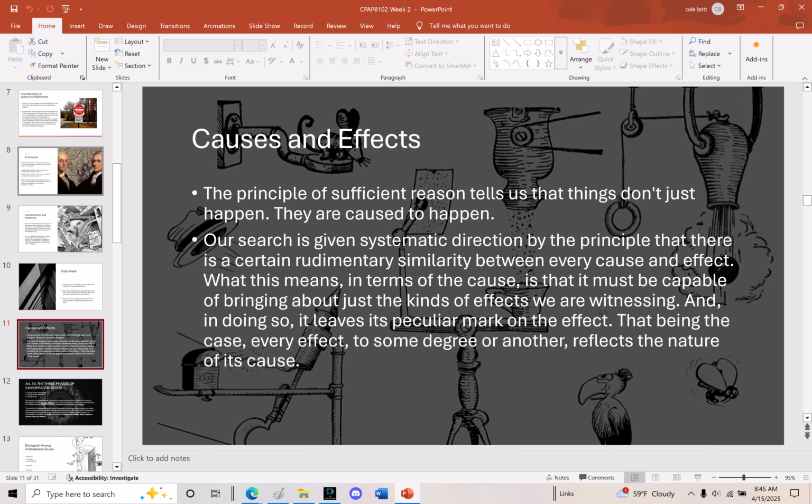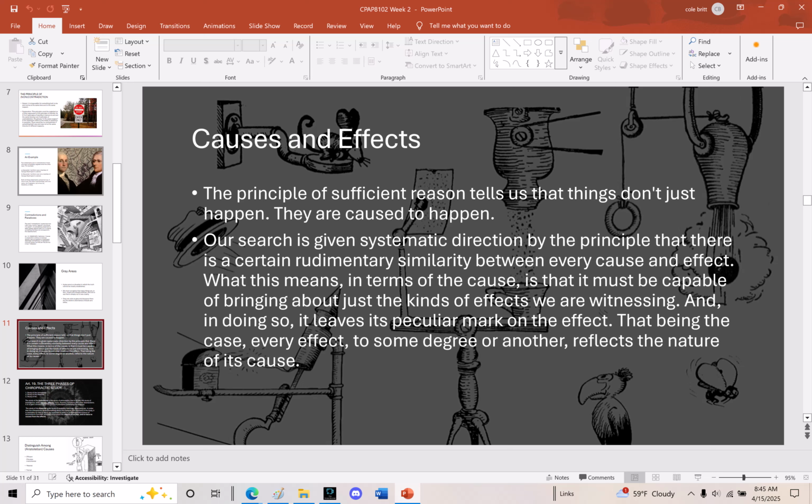I can't just say the patient has sciatic radiculopathy or discogenic sciatica, and it'd be a complete fabrication. I have to align myself with the principle of sufficient reason. There has to be some explanation behind that statement.